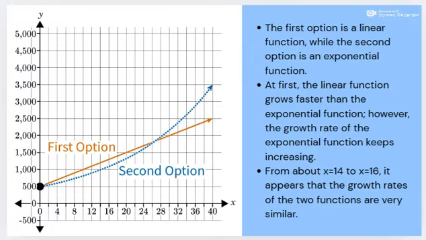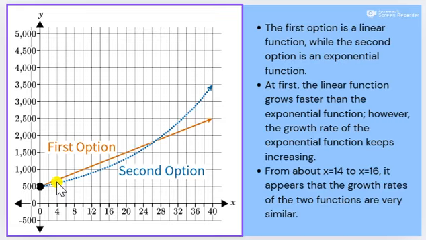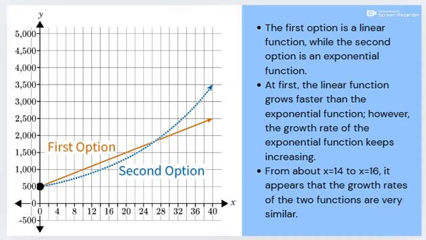We've done enough of these by now that even my non-math brain was able to click and say, well, if you're going to do short term, you're better off with the linear function. If you're going to do long term, you're better off with the exponential. So I don't know if your brain has gotten there yet, but they're going to go through all of the complications to prove this. The first option is a linear function, while the second option is an exponential function.